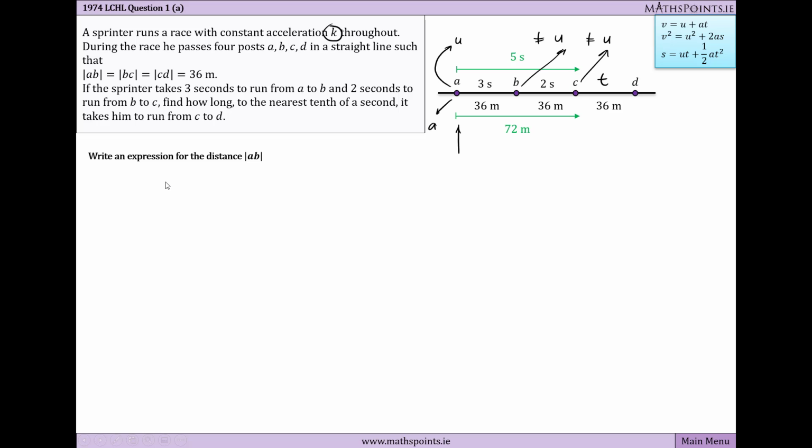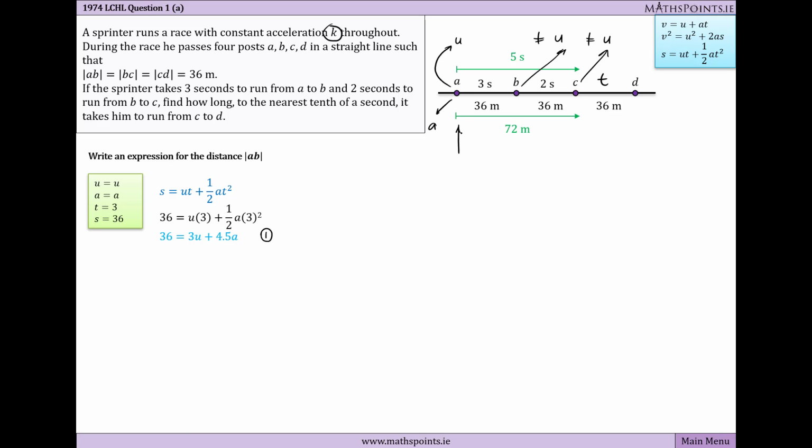Okay, so let's write an expression for the distance A to B. U is U, A is A, the time taken to go from A to B is 3, and the distance travelled is 36. If we sub them into our formula, S equals UT plus a half AT squared, and tidy up, we have equation 1: 36 equals 3U plus 4.5A. We can't then take the distance from B to C because we'd have to introduce a new variable for the initial velocity at B, and we don't want to do that.